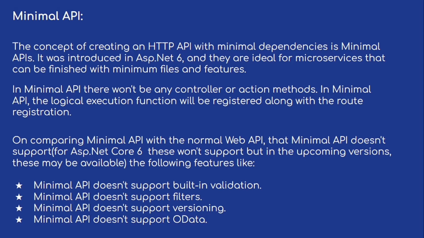and features. In Minimal API, there won't be any controller or any action methods. In traditional API, we have controllers and action methods, right? Those things won't be available here. In Minimal API, the logical execution function is registered along with the route registration. Along with the route registration, we need to write a delegate, which is nothing but a method. That should be registered along with the route. That delegate contains all the execution logic for that route.